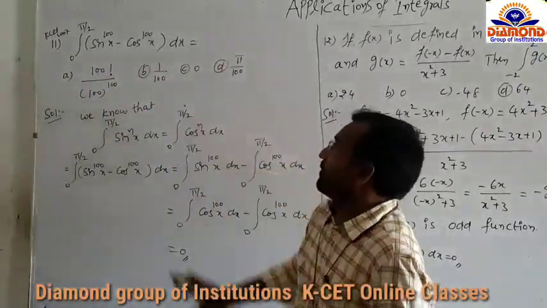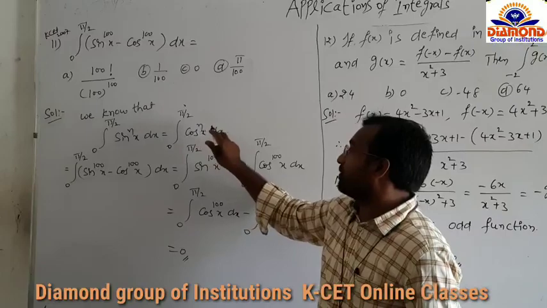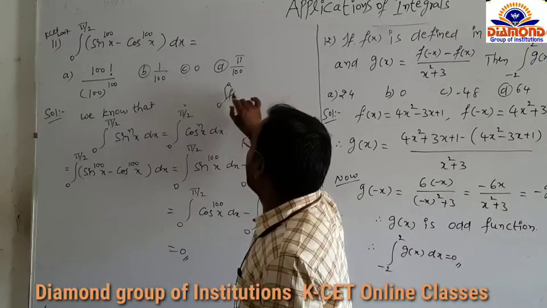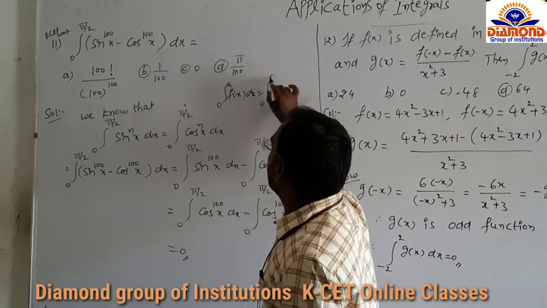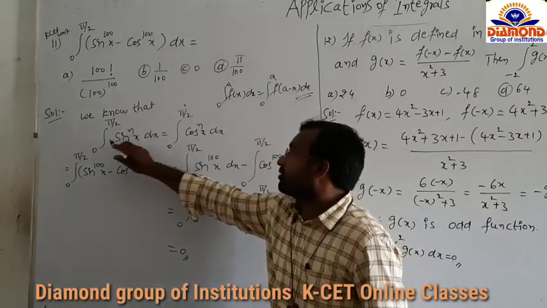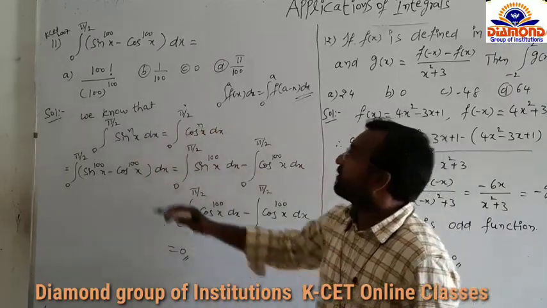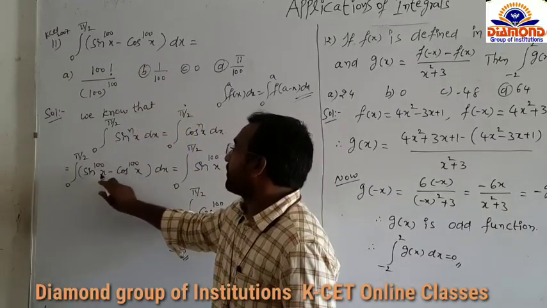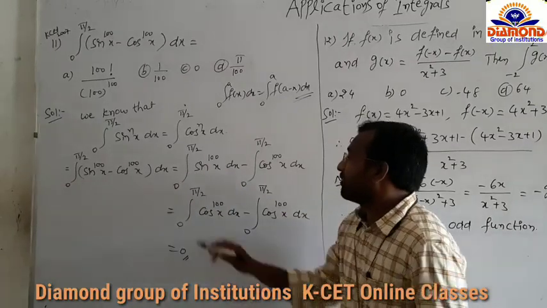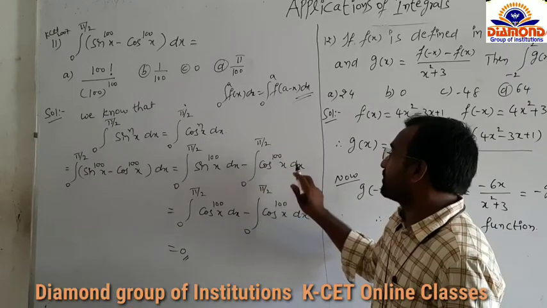So we know the property: integration 0 to pi by 2 of sin power nx dx equals integration 0 to pi by 2 of cos power nx dx. According to the property, integration 0 to a of f of x dx equals integration 0 to a of f of a minus x dx. According to this property, 0 to pi by 2 sin power nx dx equals 0 to pi by 2 cos power nx dx. So take the given function: integration 0 to pi by 2 of sin power 100x minus cos power 100x dx equals the integration 0 to pi by 2 of the first function, sin power 100x, minus the second function, 0 to pi by 2 cos power 100x dx.